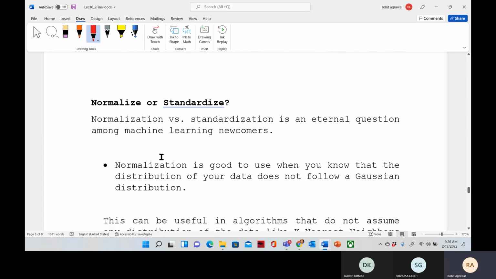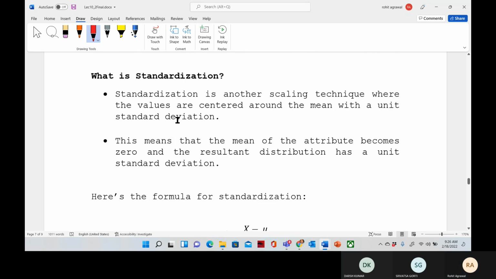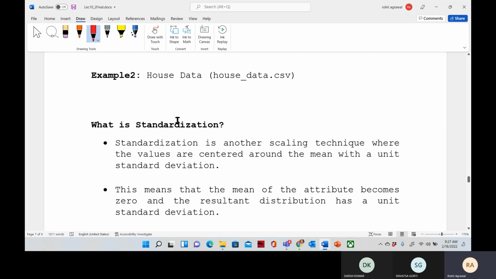This is not in your syllabus, but I just want to show you because sometimes you will find standardization. There is a difference between standardization and normalization. We will discuss it in the next class. Okay. Any doubt till now? No, sir. Okay.